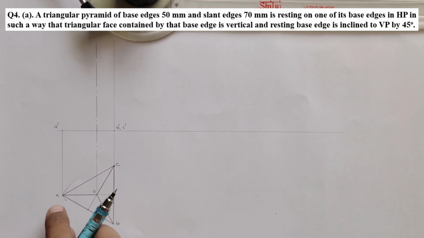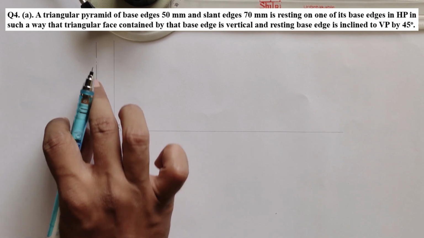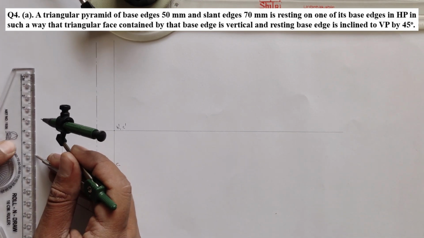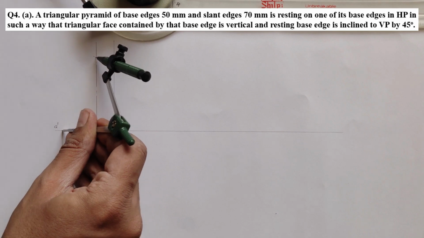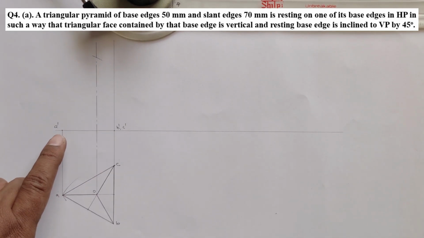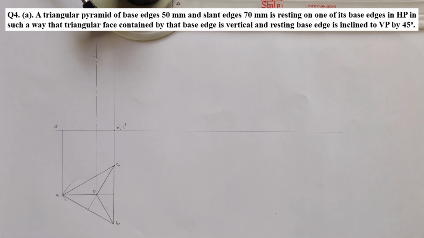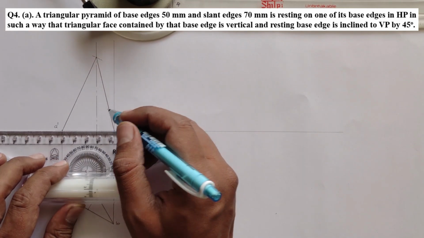Now there are 3 slant edges here, AO, BO and CO. Out of these 3, only AO will be seen here in true length. The reason is, this is the direction of the observer. From this direction, the slant edge which is perpendicular to it will be seen in true length. You have to take 70 mm in your compass. So I'm taking 70 mm here and keeping on A dash, cutting an arc. Make sure you do it from A dash only. If you take from this point, your first step itself will be wrong. So this completes your front view.